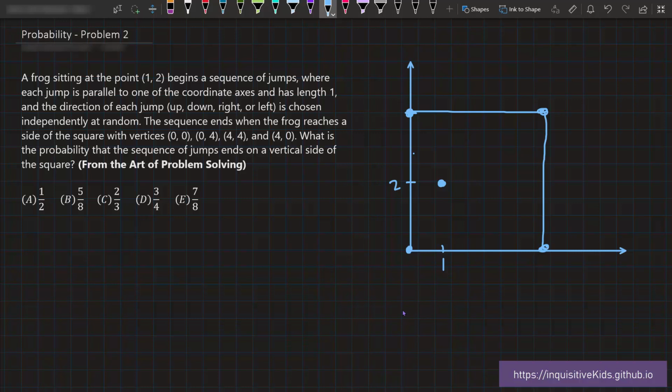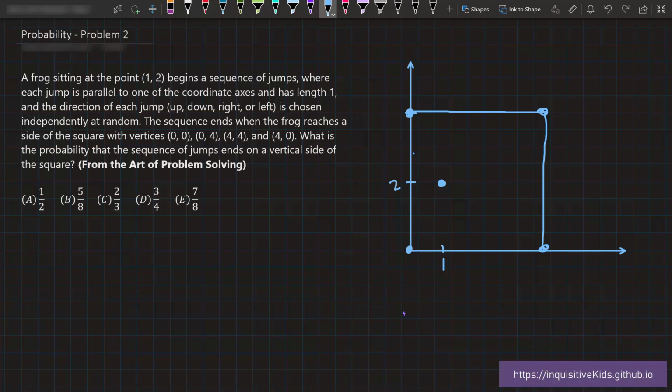Welcome back to our second probability word problem. A frog sitting at the point (1, 2) begins a sequence of jumps, where each jump is parallel to one of the coordinate axes and has length 1, and the direction of each jump, which could be up, down, right, or left, is chosen independently at random.